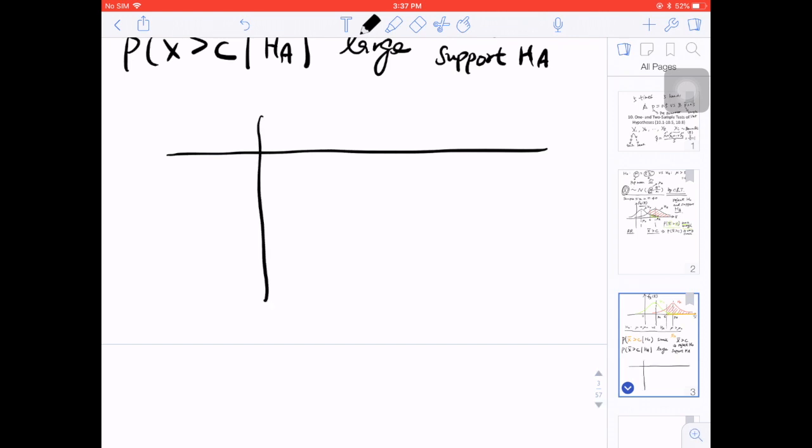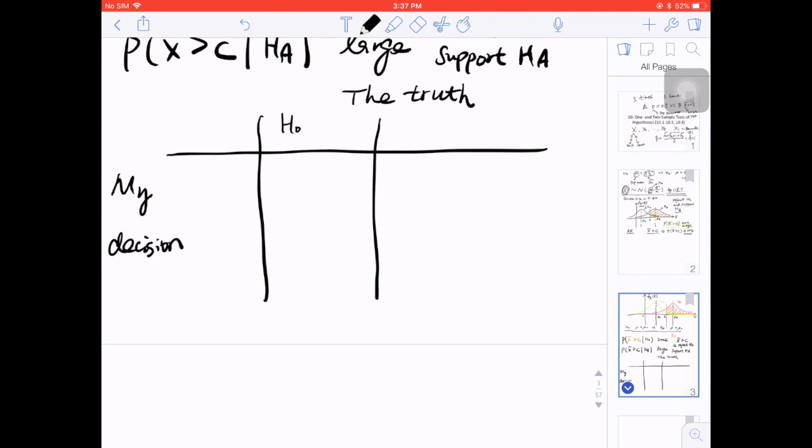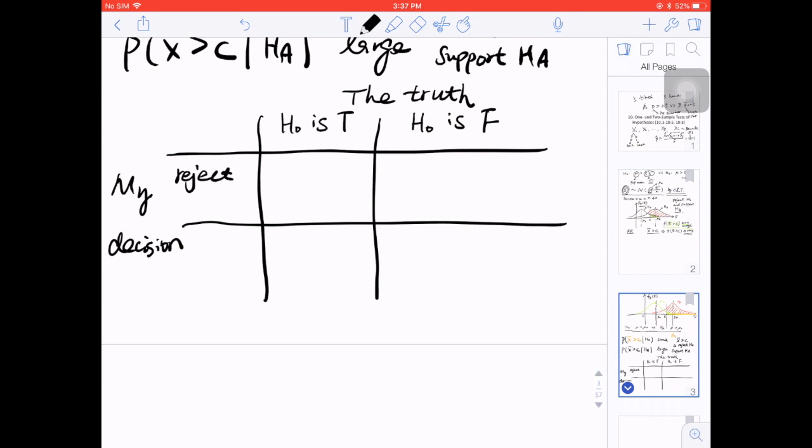Say, this is the truth, and this is my decision. So H0 is true, and H0 is false. The columns mean the truth is H0 is true, and the truth is H0 is false. And for the rows, it means our decision is to reject H0 or fail to reject H0.